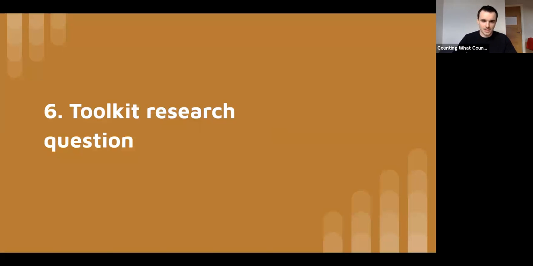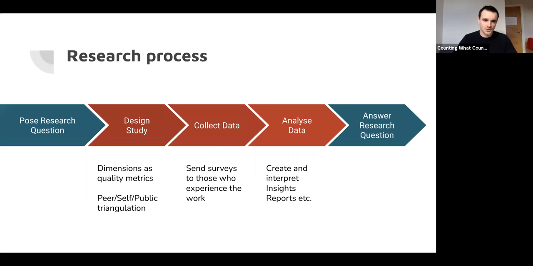And the sixth point is the toolkit research question. So research processes are driven by research questions. And this is what the process looks like. It starts by posing a research question, and then you design a study which allows you to answer that question. You collect data, you analyze the data, and then you try to answer the question.